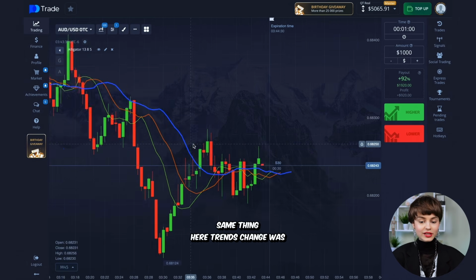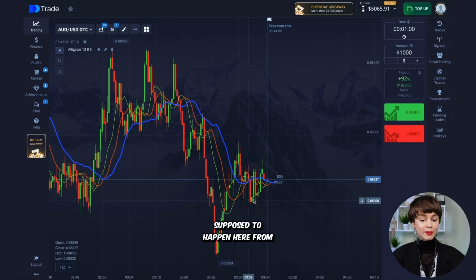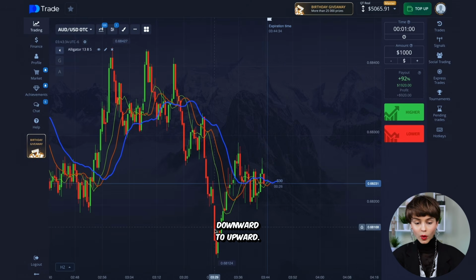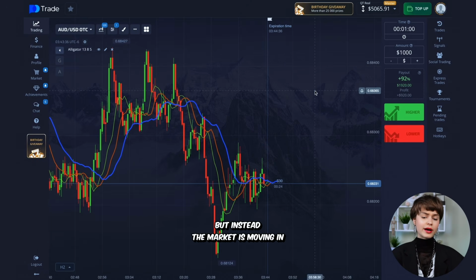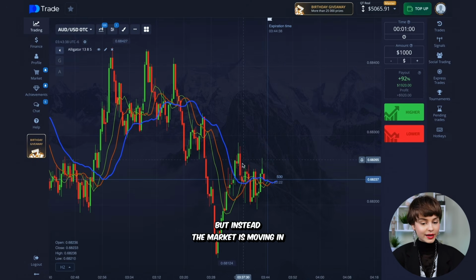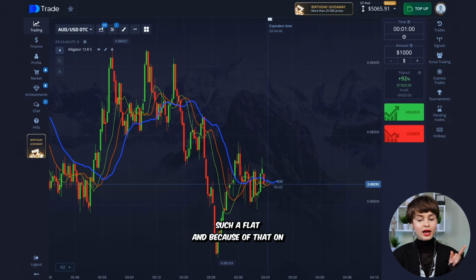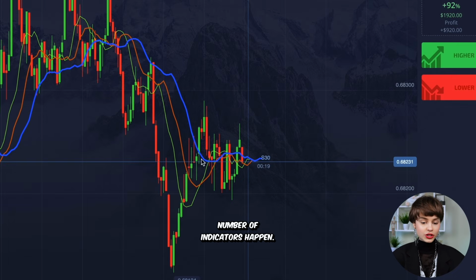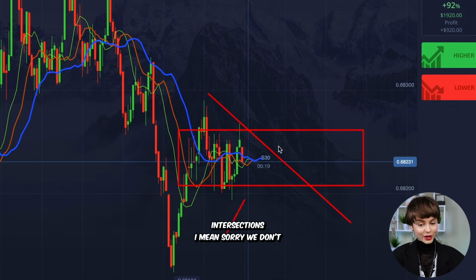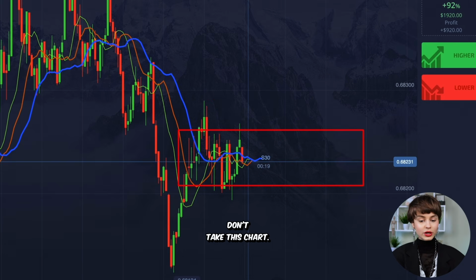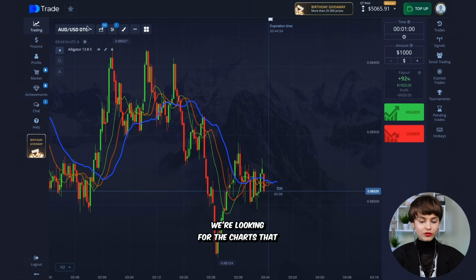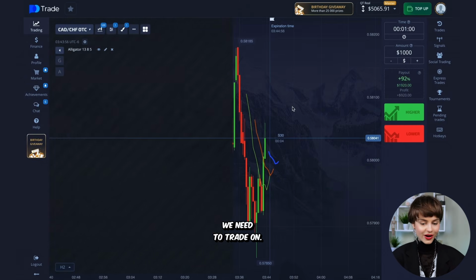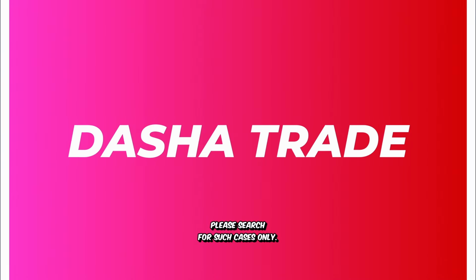Same thing here, a trend change was supposed to happen here from downward to upward, but instead, the market is moving flat, and because of that, on Alligator Indicator, a huge number of intersections happen. We don't need them, it's impossible to trade, and because of that we don't take this chart. We're looking for the charts that we need to trade on. Please search for such cases only.